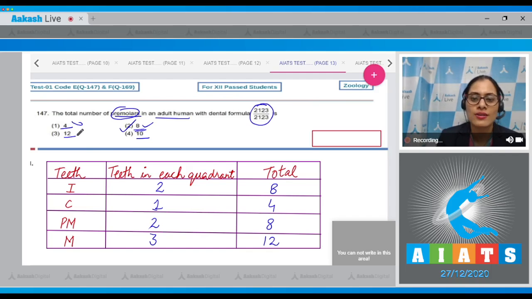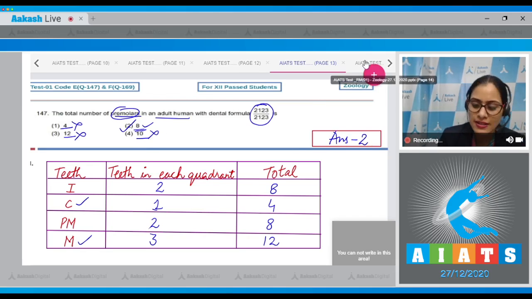Option number 1, 4 is incorrect because canines are total 4 in number. Option number 3, 12 is incorrect because molars are total 12 in number in an adult human. Option number 4, 10 is incorrect. So the correct answer to this question is option number 2. Let's proceed to the next question.